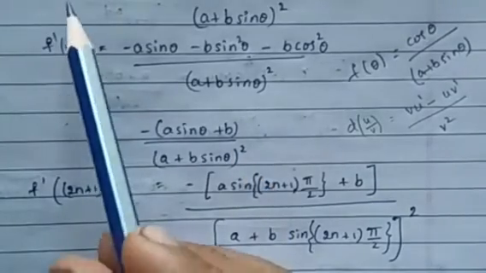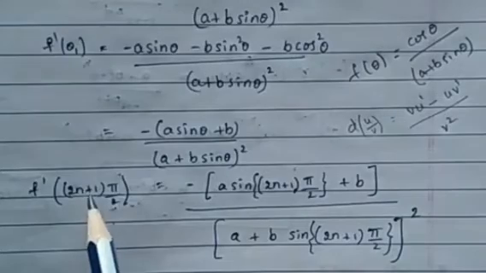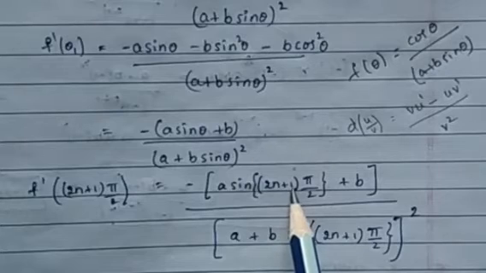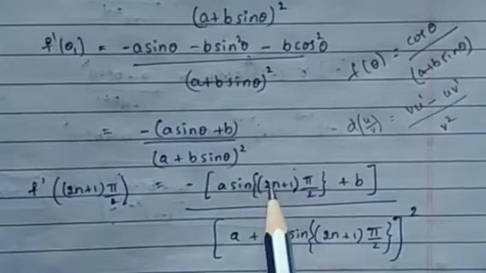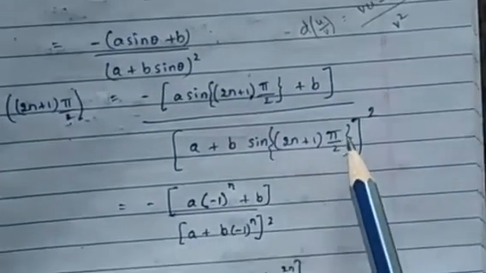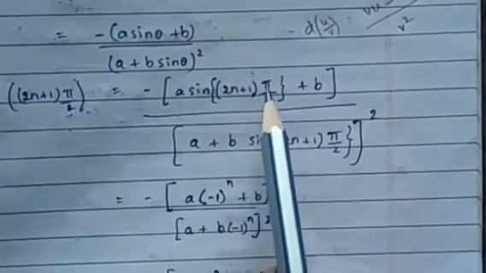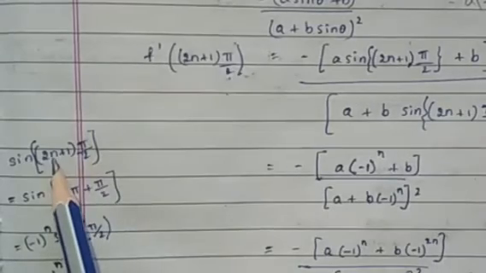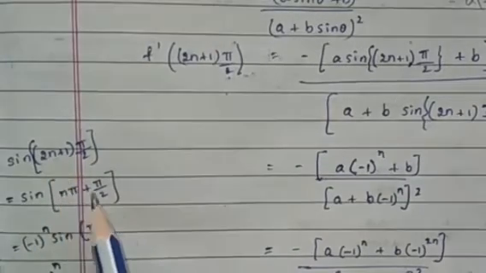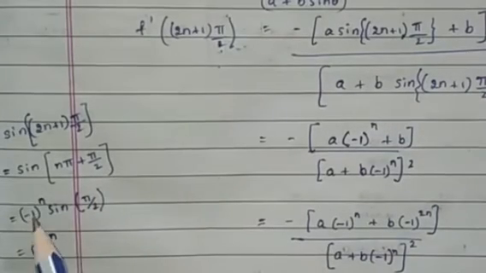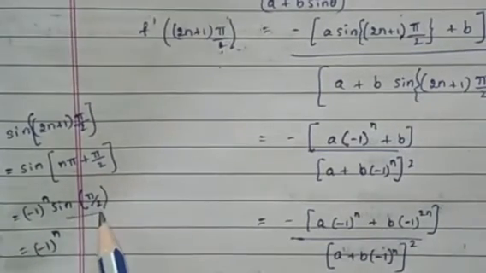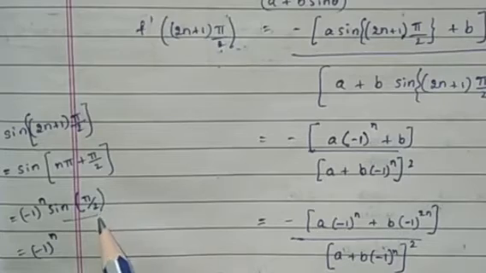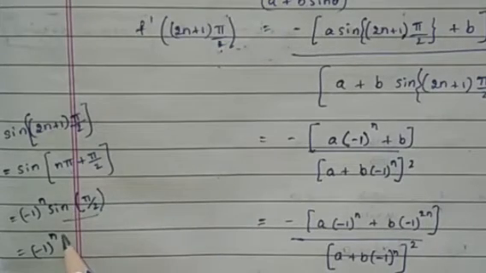You put theta 1 value, which is 2n plus 1 pi by 2, both in the numerator and the denominator. After simplification, sin of 2n plus 1 pi by 2. Look here, sin of 2n plus 1 pi by 2. You multiply pi by 2 to this, you get sin of n pi plus pi by 2. That value is minus 1 all to the power n into sin pi by 2. Sin pi by 2 value is 1, sin 90 degree value is 1. You get minus 1 all to the power n.